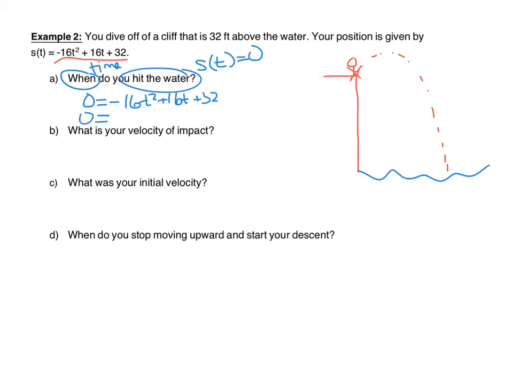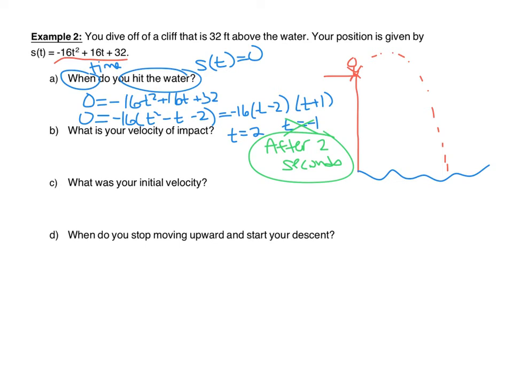So when you solve this out, the easiest way to do it is probably to factor out a negative 16. You get t squared minus t minus 2. And if you factor that out, you get t minus 2 times t plus 1. Your values of t are going to be equal to 2 and negative 1. Now, we're not going to go backwards in time, so the second answer isn't going to make sense. So we're just going to use the positive answer. So our answer for that is you hit the water after 2 seconds.